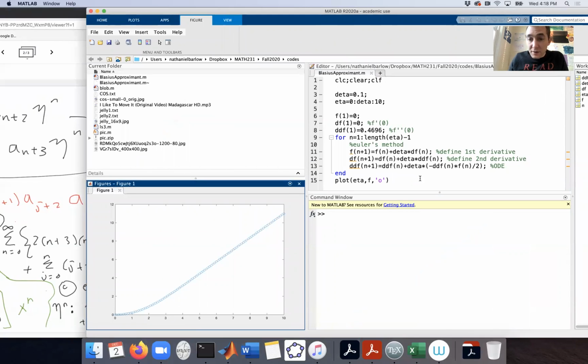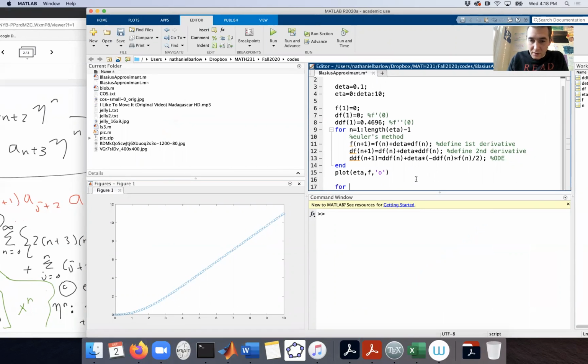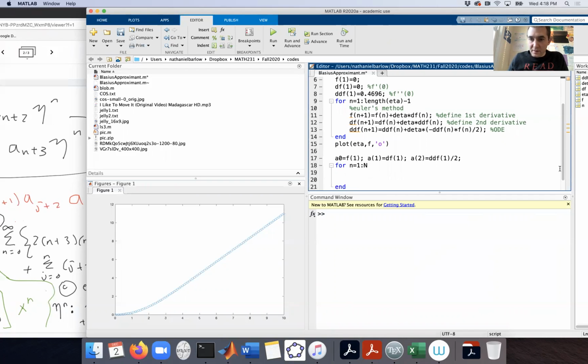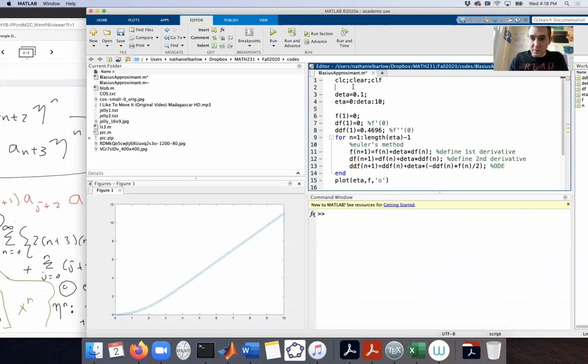Now let's put in the series solution. So A0 is equal to that. A1 is equal to that. A2 is equal to this, as we defined on the Jamboard. Okay, and then we're going to put this at the top here. We're going to specify the number of terms in the series.